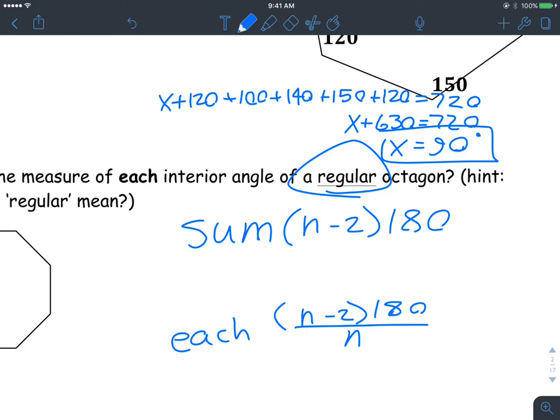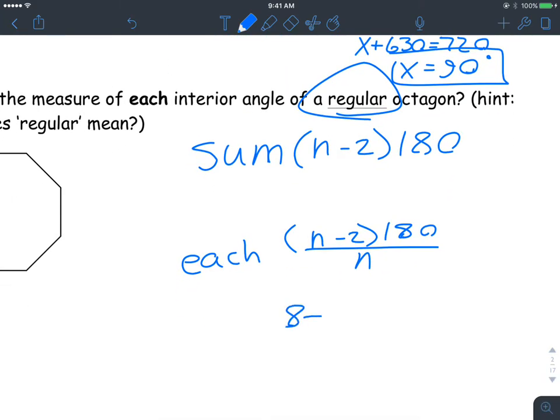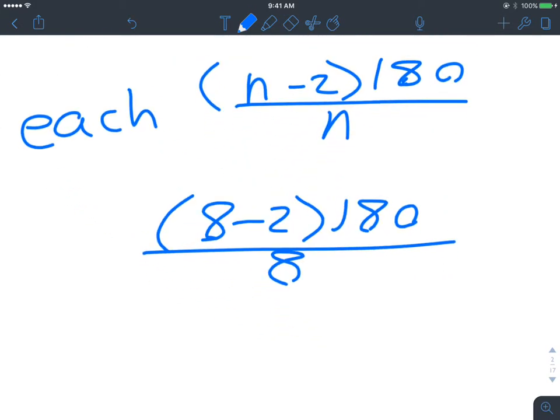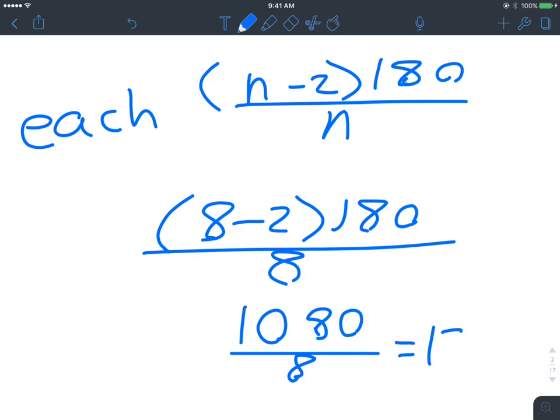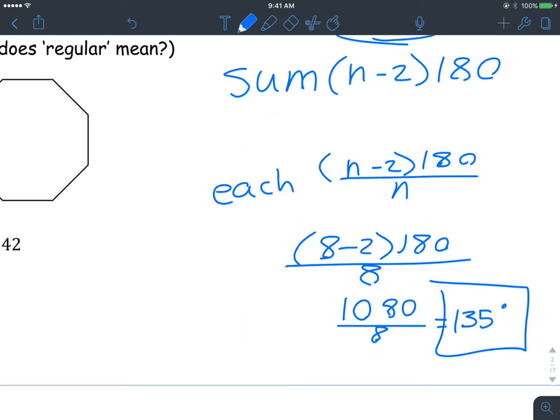So in this case that would be 8. So say 8 minus 2 times 180, and then divide all of that by 8. You can do that in one line in your calculator if you want. I'm going to do it piece by piece so you kind of see. So the sum of the angles is 1080, but then you divide that by 8 to find each individual angle, and that's 135 each. And that would be your answer.